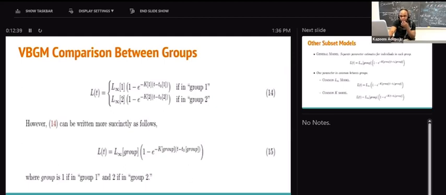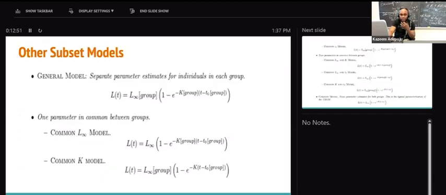Okay, now this is a general model, one of the models when we want to compare two groups. Now let's look at the other subset models. Number one is the general model. The second one is when one parameter is common between groups. If one parameter is common between groups, how many possibilities are we going to have? That will be 3, right? Don't forget we have 3 parameters.